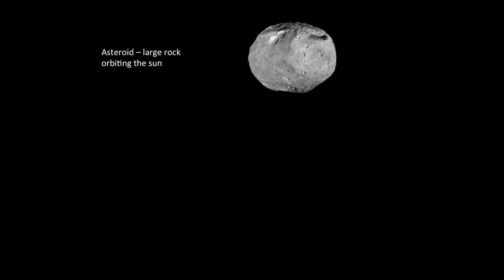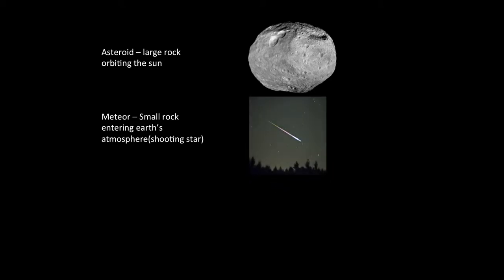An asteroid is a large rock that orbits the sun. A meteor is a small rock that enters Earth's atmosphere, what we know as a shooting star. When it burns up in the atmosphere, we see it like a shooting star. It's, of course, a rock that's entering the Earth's atmosphere. We call it a meteorite when it actually lands on the Earth's surface.